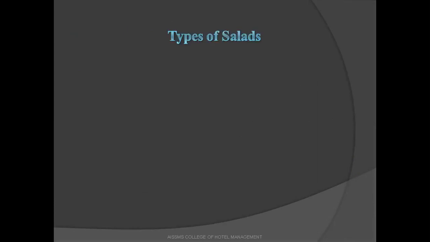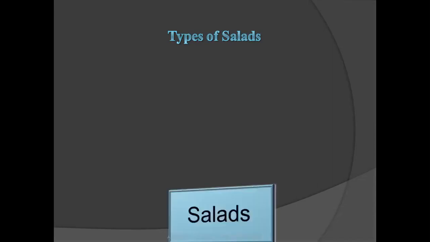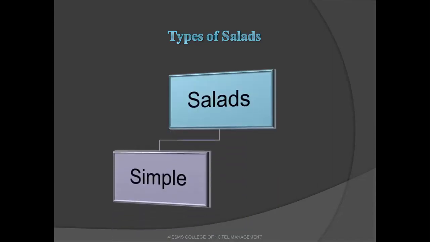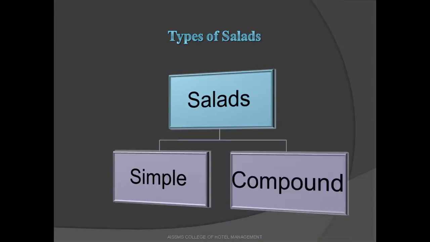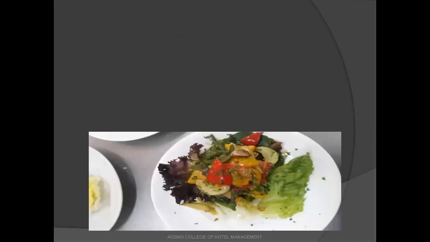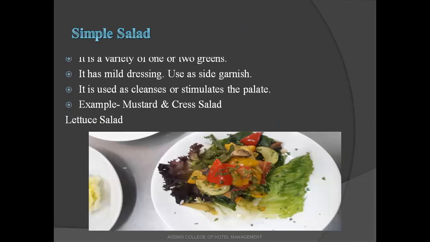Let's see now the various types of salad. So there are two types of salad. One is simple salad, the other one is compound salad. Let's see what the simple salads are. As you can see in the picture, there are only a few ingredients. This is a salad of roasted vegetables which we prepare in our college.